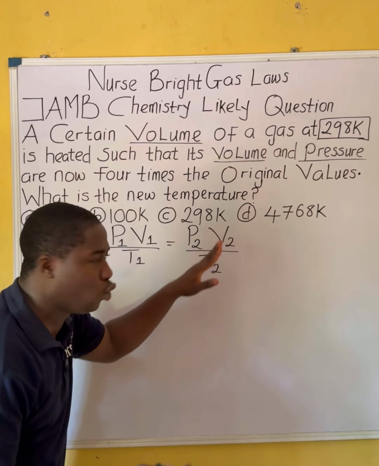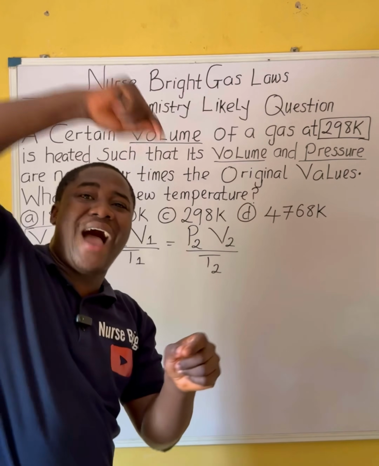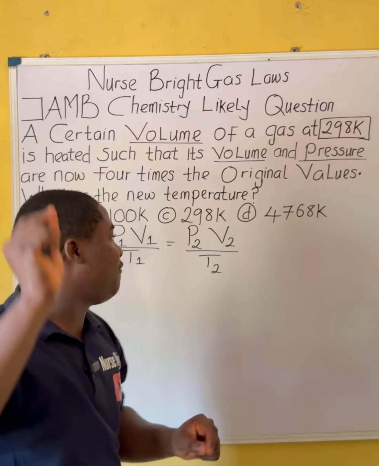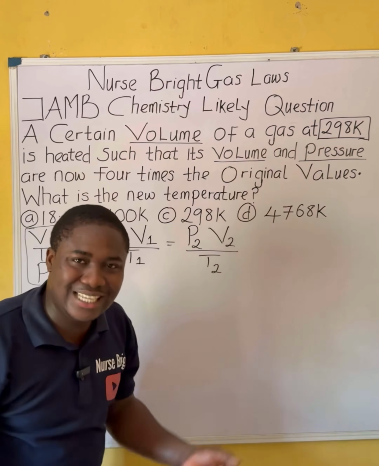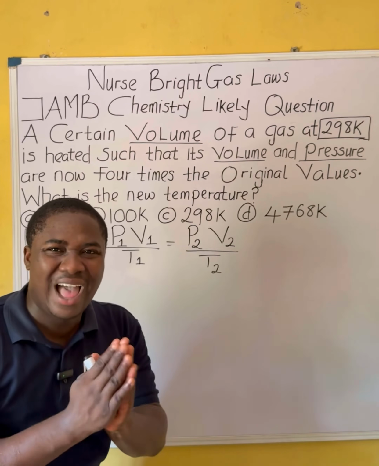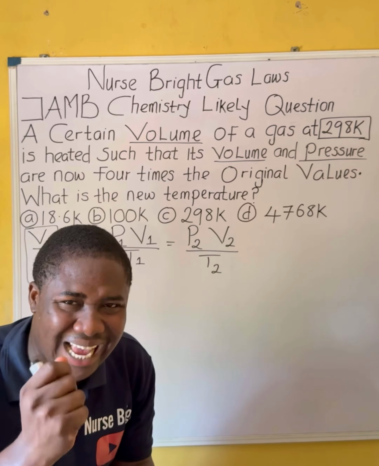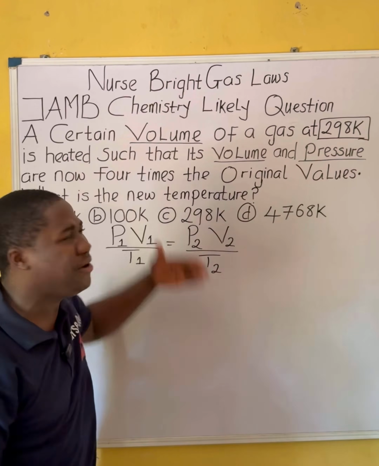Whereas all of these with 2's now, this P2, the 2 is final. Final pressure, V2 final volume, and T2 final temperature. I believe you are following me. Pay attention. All these things are very easy.